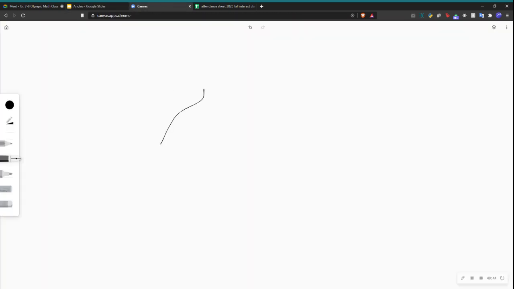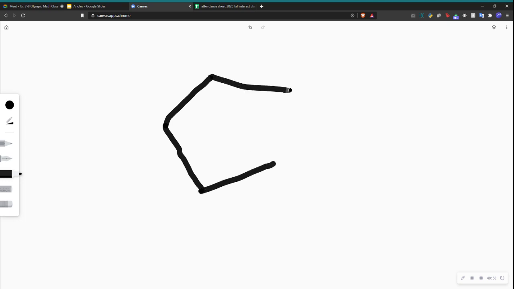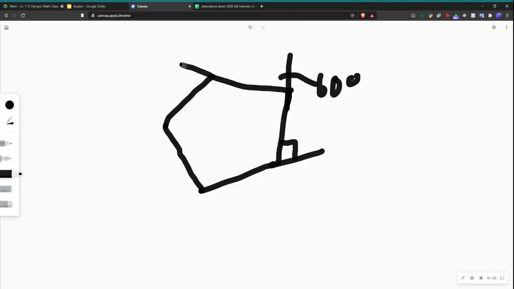So is this a pentagon? I'll just redraw it quickly. Right, I believe we had a 90-degree angle here. It's not to scale, of course. This is 60 degrees. This angle right here is 90. Mark it as a right angle. This is 70 degrees. And angle x is right here.